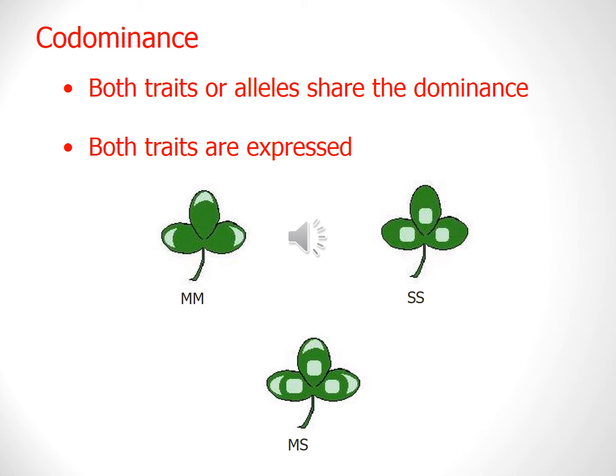Okay, so now we have another case that does not fit classical dominance. This is called codominance. Both traits or alleles share the dominance. Both traits are expressed, and here we've got a little plant that has leaves with little moons on them, and a little plant that has leaves with little squares on them, and if you breed them together, you wind up with little baby plants that have both moons and squares. That expresses what codominance is. Anytime you see stripes or spots on an organism, that is an example of codominance.